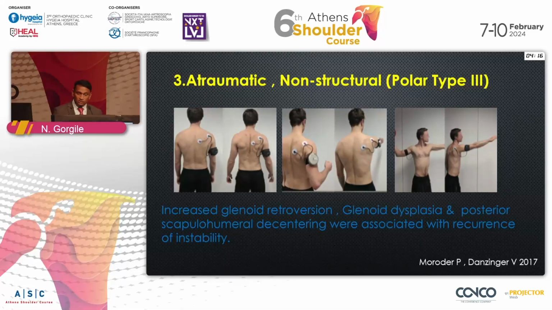As far as the atraumatic non-structural Polar type 3 is concerned, we know that it is mainly because of weakness of the infraspinatus. And Philip Moder and colleagues did a study and found very good results with the shoulder pacemaker, and the recovery time is also much shorter with the shoulder pacemaker compared to physiotherapy.